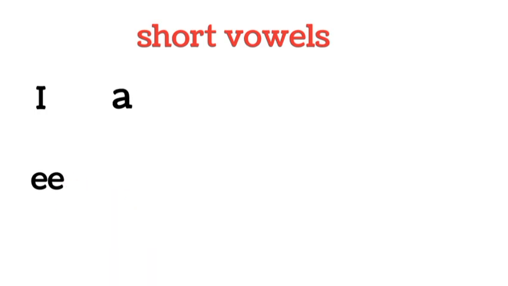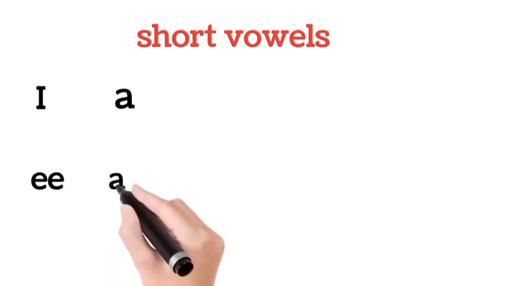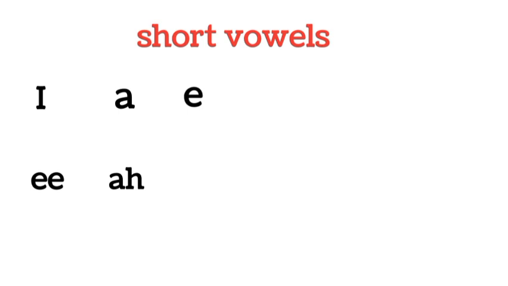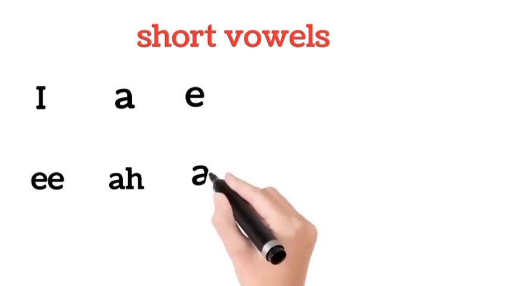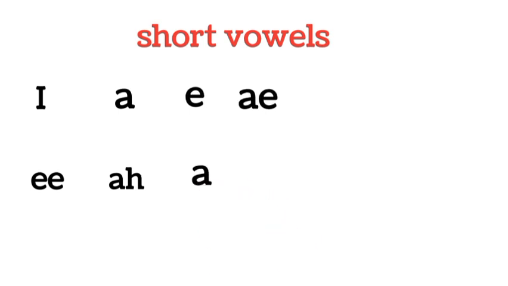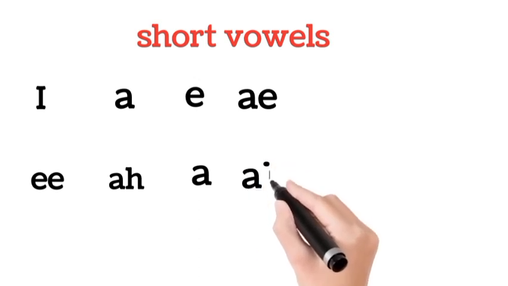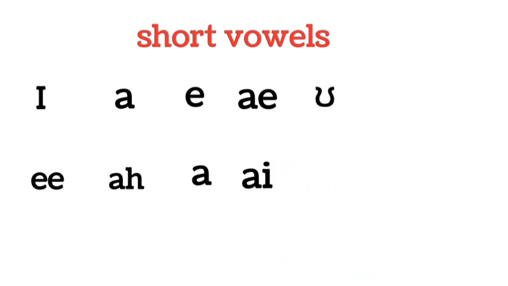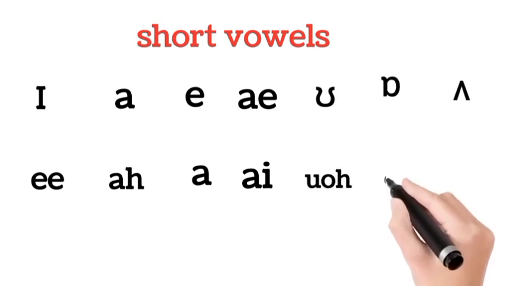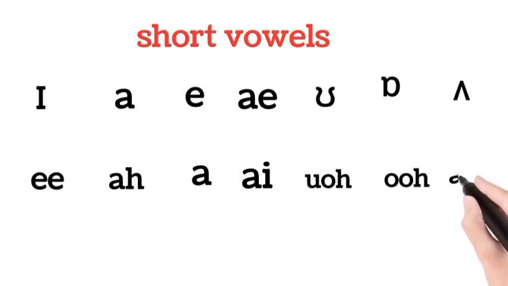Short vowels are 7 in number, and these are E, A, A, A, U, O, O, and the last one is A. For example, the last one: but, cut.